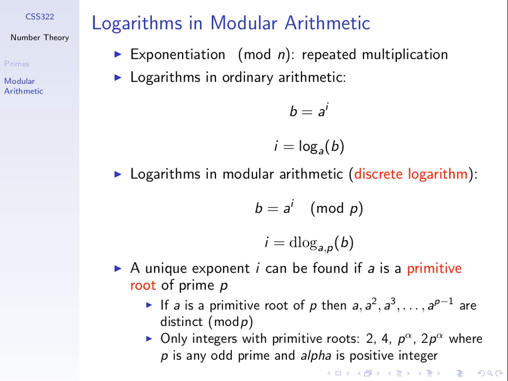The only integers that have primitive roots are 2, 4, any odd prime number to the power of some integer alpha, or 2 times that prime number to some integer. So that's just the set of integers that have primitive roots. Some prime number to the power of 1, 2, 3, or 2 times that prime number to the power of 1, 2, 3, and so on. So not all integers have primitive roots. And if we cannot find a primitive root, then we cannot solve the discrete logarithm.